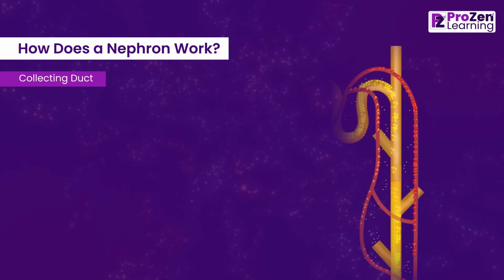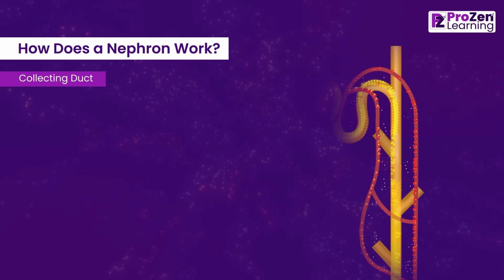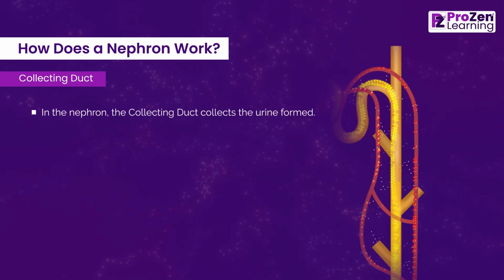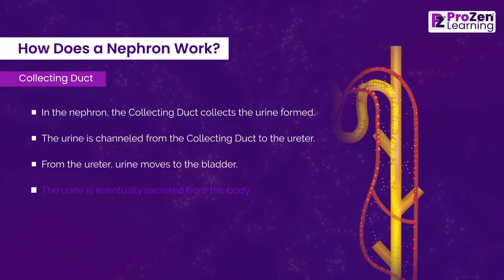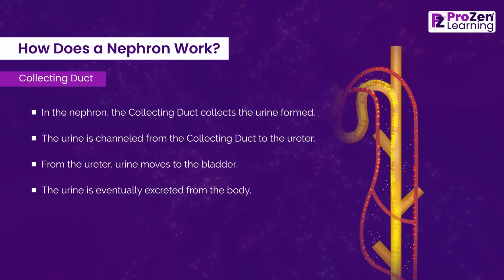Collecting duct, storage and disposal. In the nephron, the collecting duct collects the urine formed and channels it to the ureter, from where it goes to the bladder and is eventually excreted.